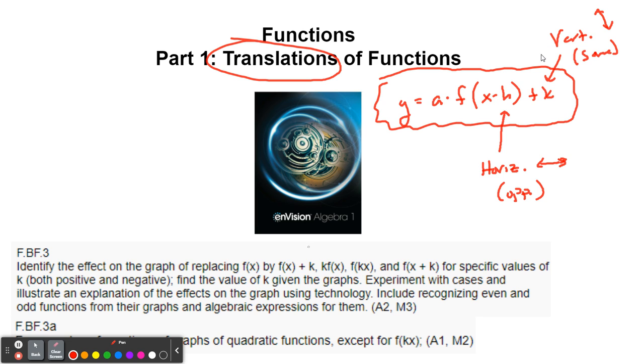Up and down. Now in this section, we're going to ignore our a value. It should not be there. Our shape should not change. But remember that a controls the direction and also the width. Okay, so this is our goal formula for the day.